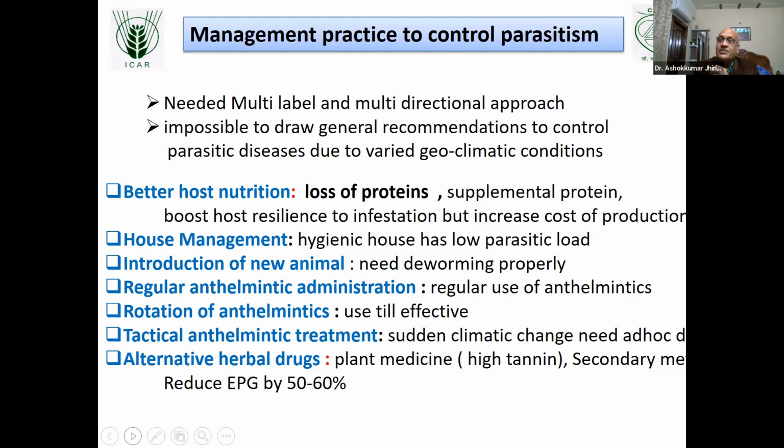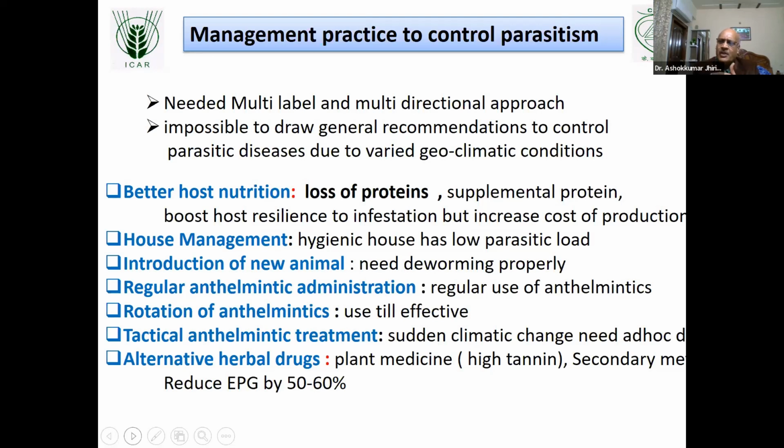Alternative drugs also have a role nowadays. A lot of research is being carried out by institutions to find plant medicines. Certain plants have high tannin content, and high tannin content has a direct correlation with anthelmintic properties. A lot of products have been developed, like condensed tannin. They are being used as anthelmintics, but they have their own advantages and disadvantages. One of the disadvantages is that they are anti-nutritional factors.